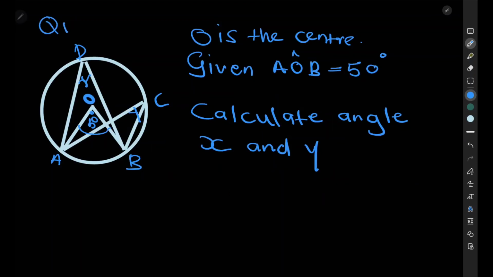So the question here is, you are given that O is the center of the circle. You're also given that AOB, which is the angle at the center, is equal to 50 degrees. And you're required to calculate angle X and angle Y, angle X being this one and angle Y being that one. Now I need you to use the knowledge of your theorem 2 in order to find the values of X and Y. I will require you to put down your answers in the comment section, and I will post my answer in a day or two.